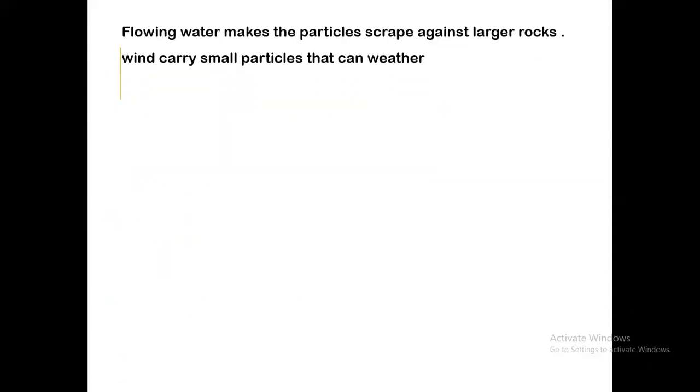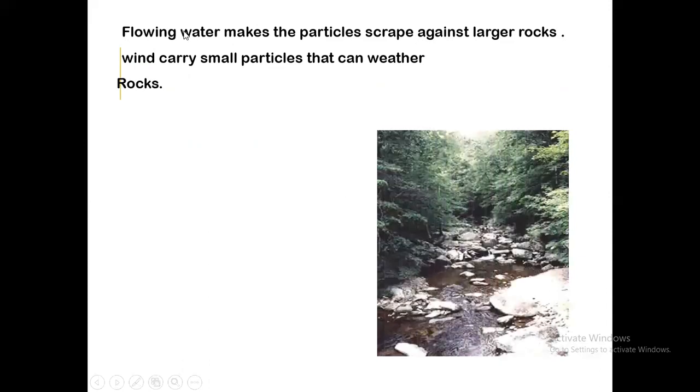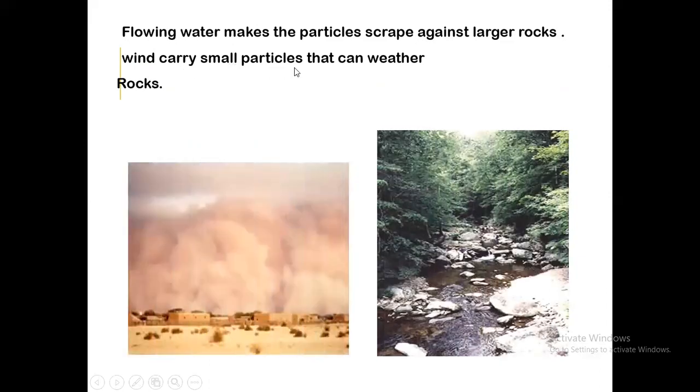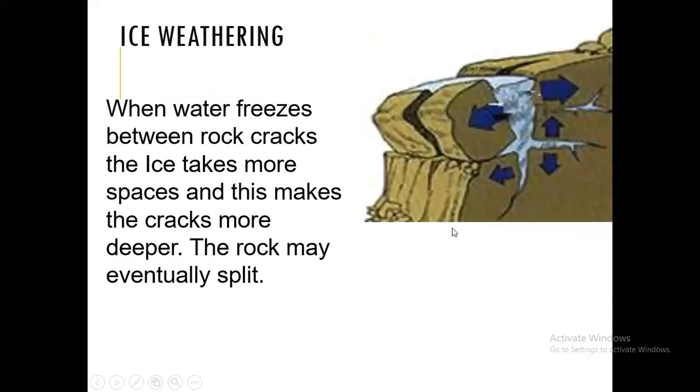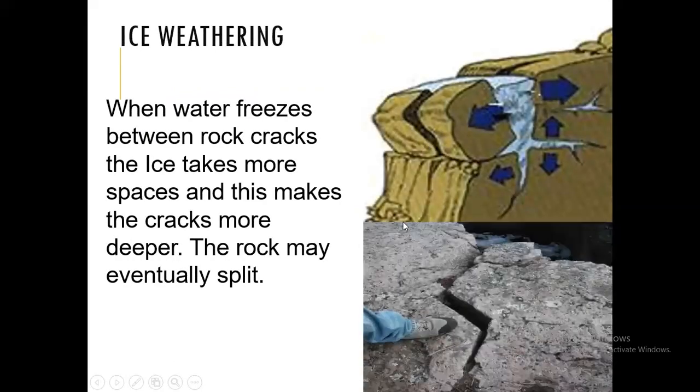Flowing water makes particles scrape against larger rocks, and it can carry even smaller particles that can weather rocks. When there is a sandstorm, the small particles of sand scraping against rocks make the rocks break down. Flowing water carrying sediments, pebbles, and particles of mud and clay also causes weathering to the riverbed.